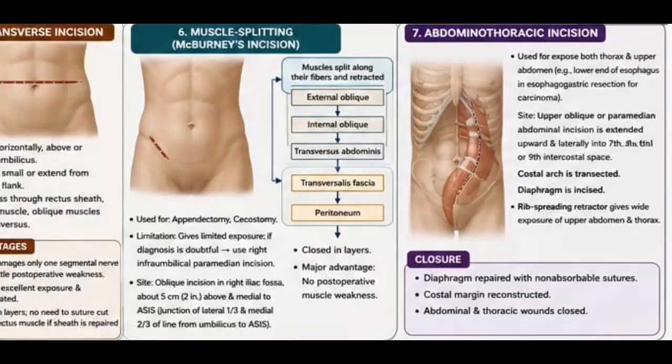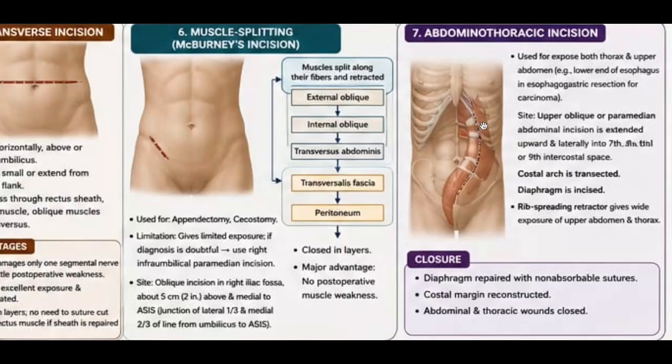Then the technique here is that an upper oblique or paramedian abdominal incision is extended upward and laterally into the 7th, 8th or 9th intercostal space.